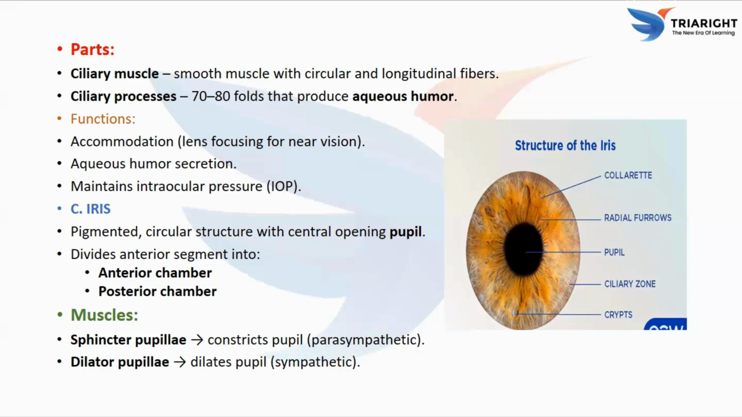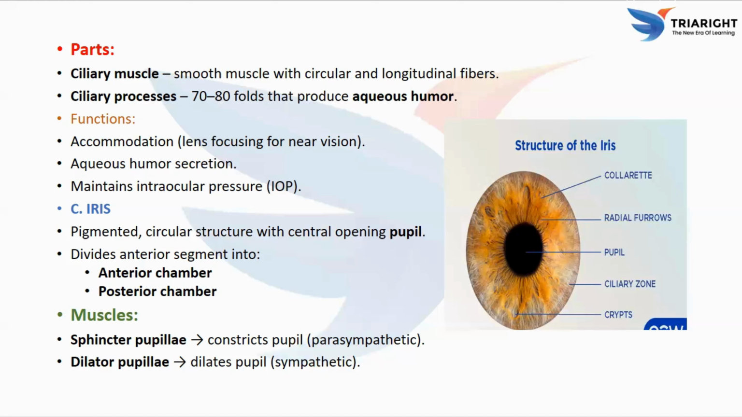Next to the ciliary body, you will find the iris. What are the functions of the iris? The iris is the colored part of the eye. On the right side, you can clearly see the picture of the structure of the iris. Here you can see the middle part, the colored part of the eye, which is brown, blue, hazel, etc. The iris is a pigmented circular structure with a central opening called the pupil.